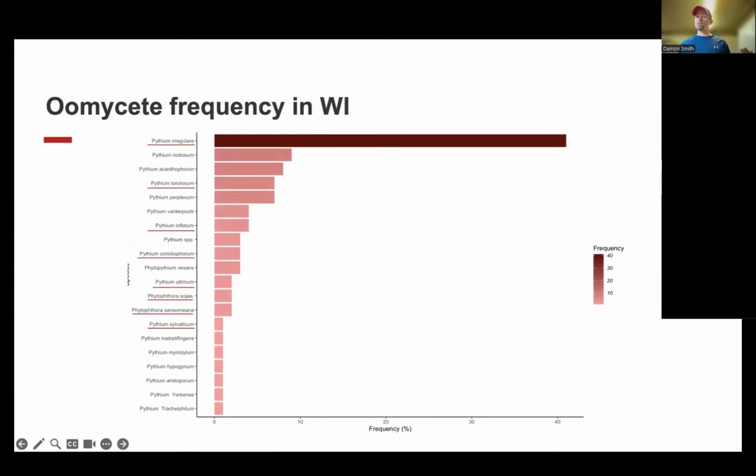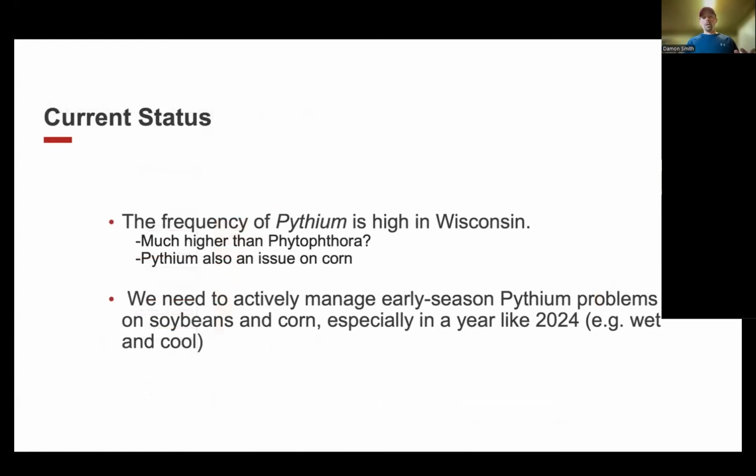And this is in line with some other work in other states like Ohio, where they've looked at this as well. They also pick up a lot of Pythium, and it usually is at much higher frequency than Phytophthora, in fact. So what does that mean for us here in Wisconsin? Well, the frequency of Pythium is high, much higher than Phytophthora. I think we've got to really start looking at Pythium more intently. We need to learn more about this particular group of organisms.